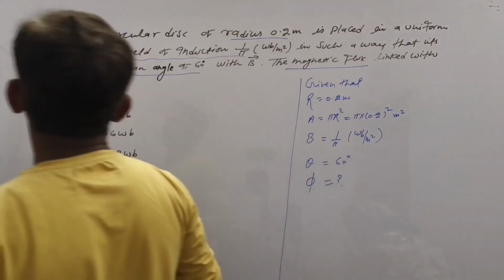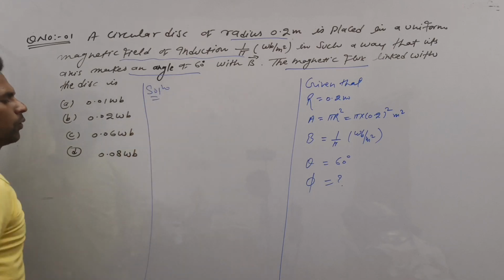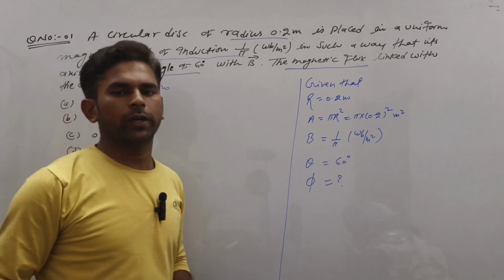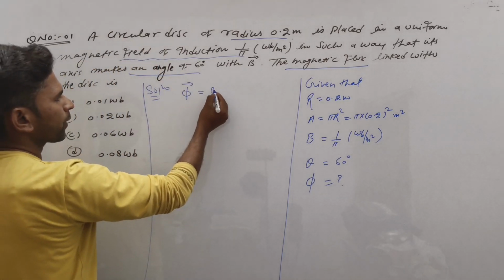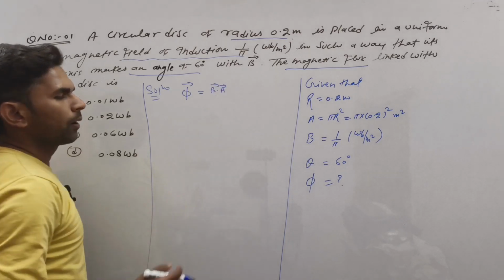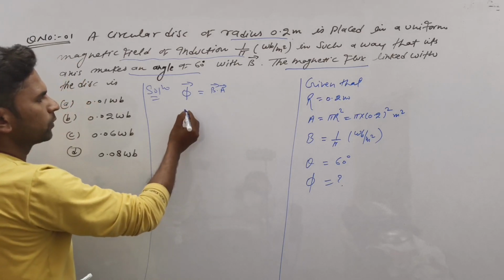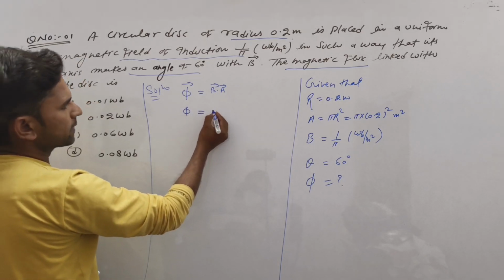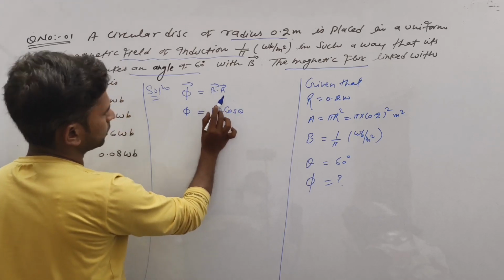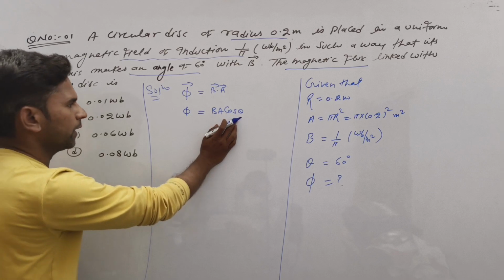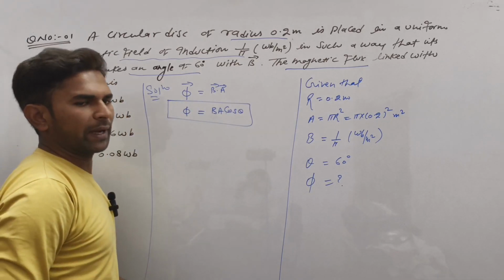Now how can we find the answer? You know the formula of magnetic flux. You will apply this formula to find magnetic flux in vector form: B dot A. This is called the vector dot product. So now you can write like this: phi is equal to BA cos theta. If you remove this dot, then you apply cos theta. So this formula you will apply here to find the magnetic flux.